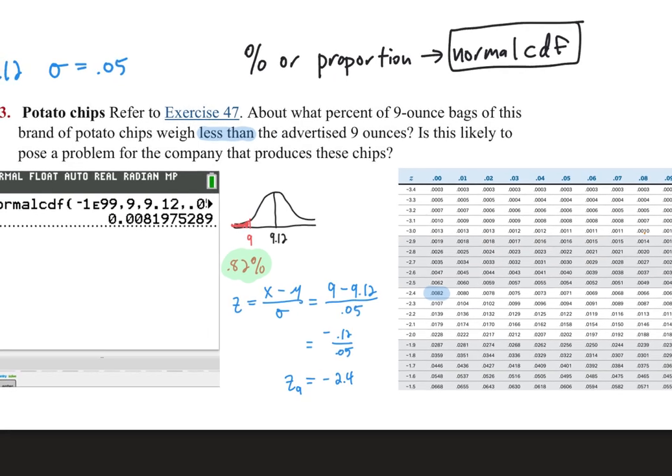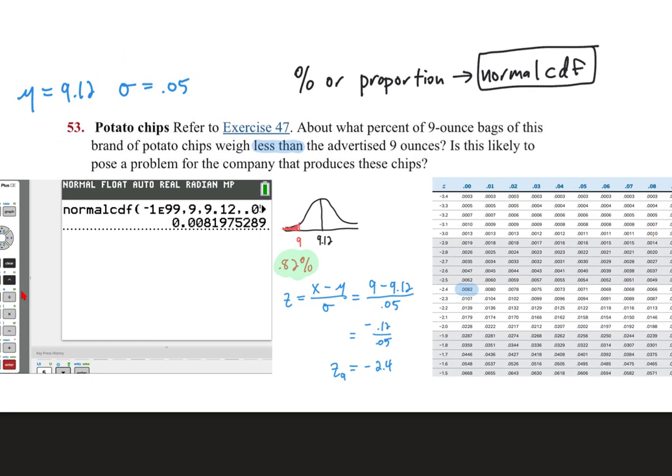Okay, and then the last problem they say, is this likely to pose a problem for the company that produces these chips? I don't know. I guess I would say no, because that's a small percentage, but I don't know. Maybe if you deal in volume, a small percentage means a lot of money lost. If people get upset that there's not that many chips in their bag, I don't know. But probably not that big a deal.